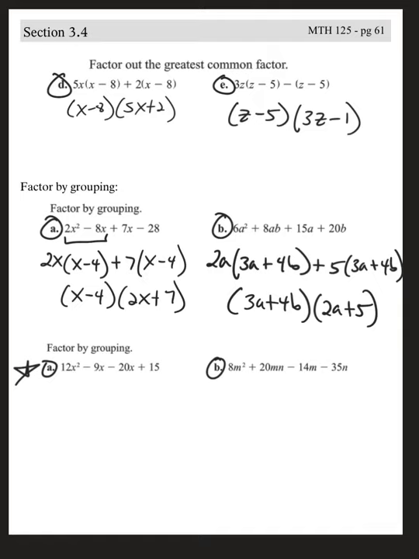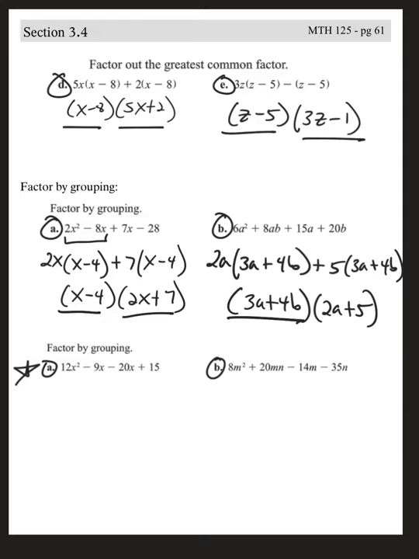And here are the answers. The first one, x minus 8 times 5x plus 2. The second one, z minus 5 times 3z minus 1. The third one, after doing some factoring, x minus 4 times 2x plus 7. The last one, again, after doing some factoring, 3a plus 4b times 2a plus 5.